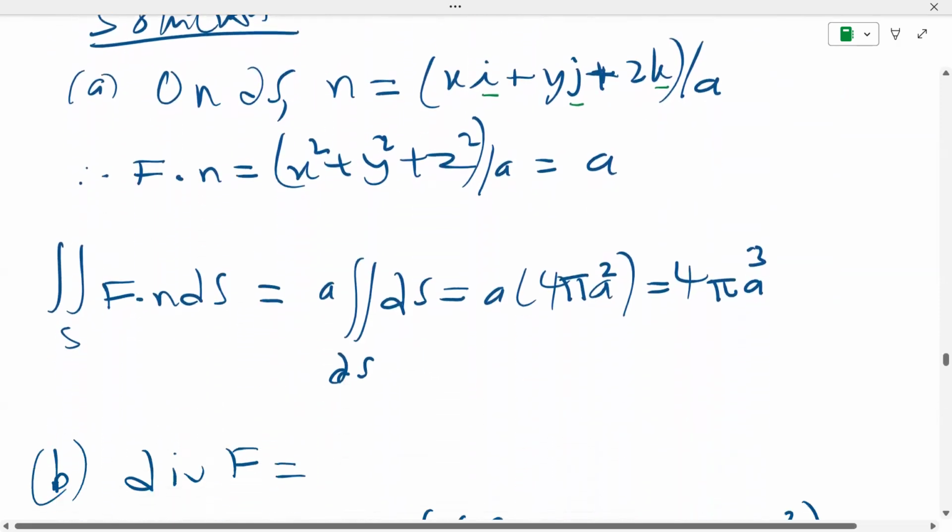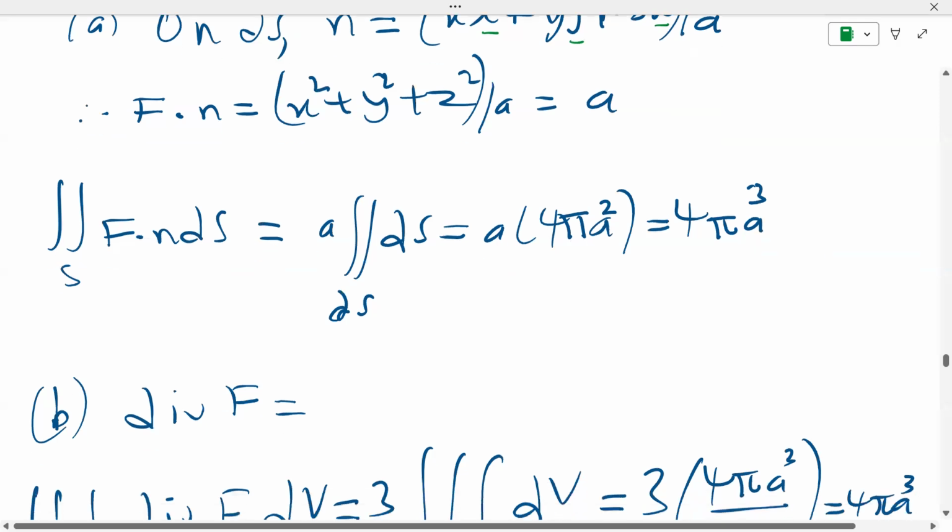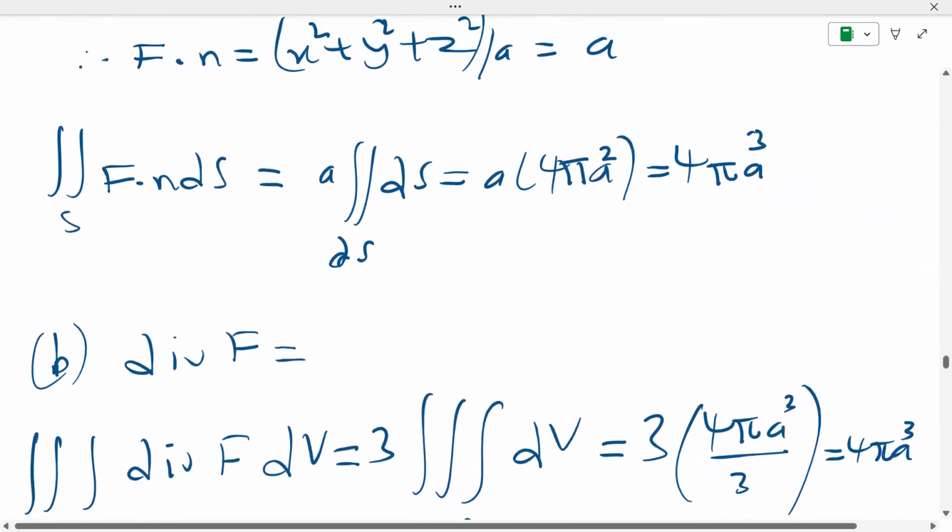Right away from there, we can now calculate F dot N dS. We have A dS, and this gives us the surface area. And so straight away we get 4 pi a cubed.